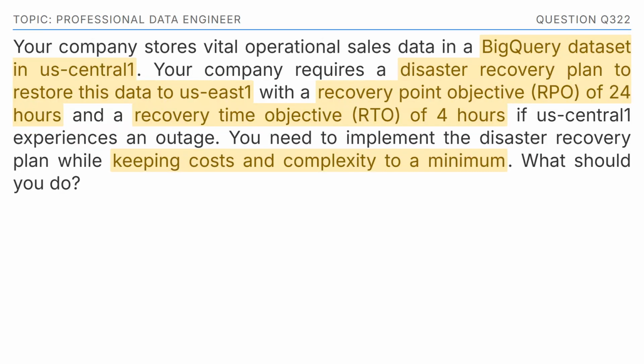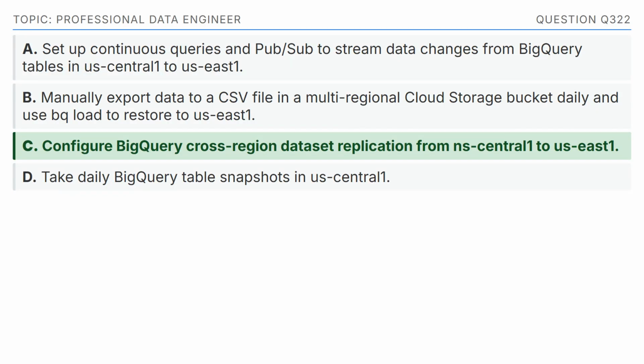To arrive at the correct answer, we focus on the keywords: BigQuery dataset in US-Central-1, disaster recovery plan to restore this data to US-East-1, recovery point objective, RPO, of 24 hours, recovery time objective, RTO, of 4 hours, keeping costs and complexity to a minimum. The correct answer is option C. Configure BigQuery cross-region dataset replication from US-Central-1 to US-East-1.